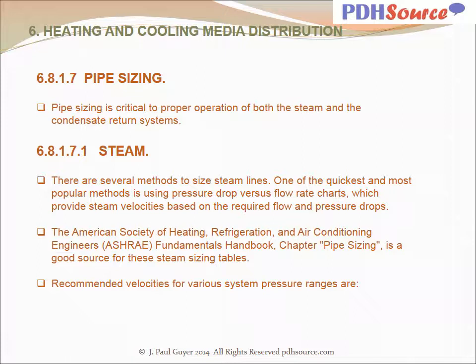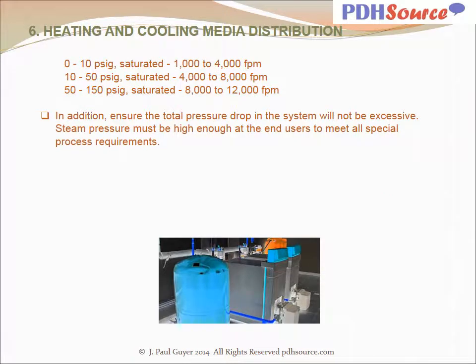Recommended velocities for various system pressure ranges are: 0 to 10 psig saturated, 1000 to 4000 feet per minute; 10 to 50 psig saturated, 4000 to 8000 feet per minute; 50 to 150 psig saturated, 8,000 to 12,000 feet per minute. In addition, ensure the total pressure drop in the system will not be excessive. Steam pressure must be high enough at the end users to meet all special process requirements.